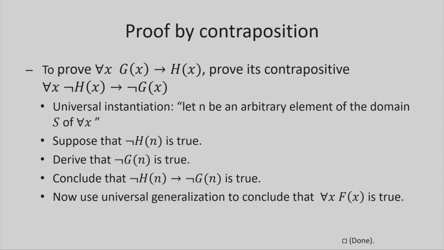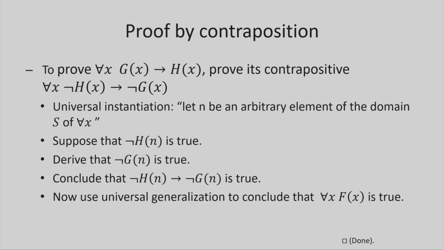Why would you want something like that? A lot of the time, if your g of x and h of x have universal quantifiers, it's pretty hard to reason about them. But if you take their negations, those universal quantifiers become existential. And now you could use your existential instantiation and generalization. And that becomes quite useful.